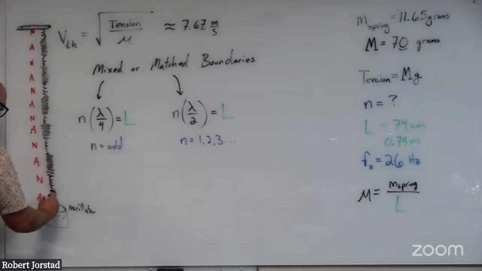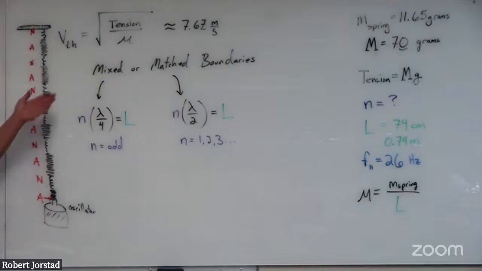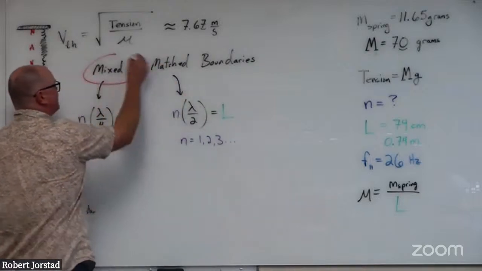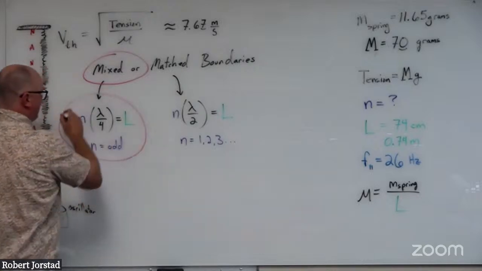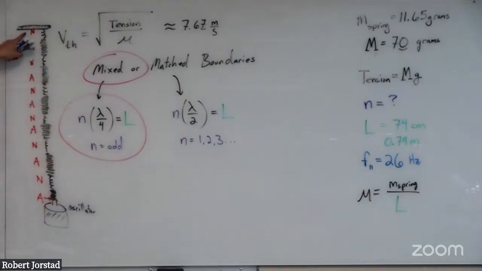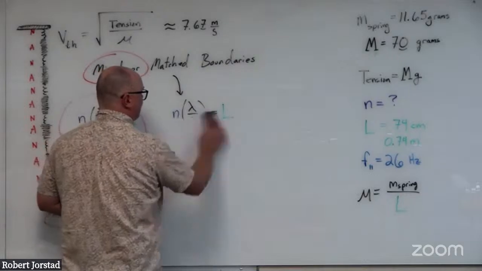And now, because it's a longitudinal wave, this part we saw was a displacement antinode. Now, in this case, think: do we have mixed boundary conditions, where we have n lambda over 4 equals the string length and we can only use odd integers, or do we have matched boundaries? If you want to pause the video, great. Here it is. 1, 2, 3, go. We have mixed boundary conditions. This is the condition that we have, right? Notice one boundary is a node, the other boundary is an antinode. So we do not have matched boundary conditions.